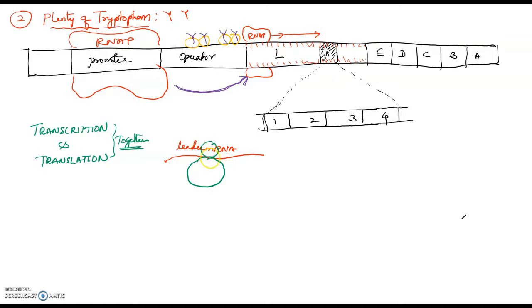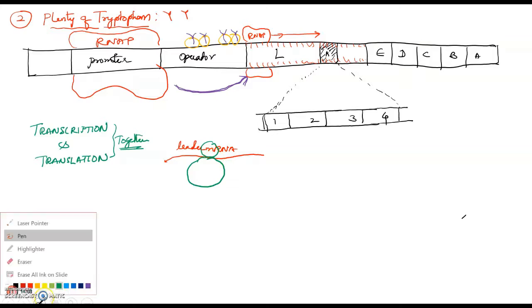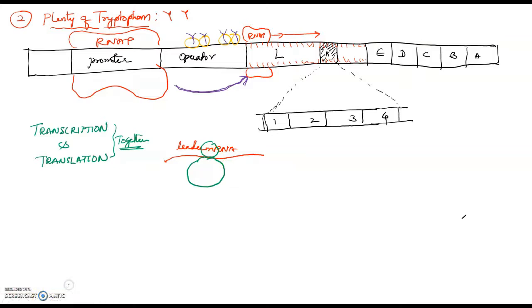Now what is happening if a ribosome comes and binds to the mRNA? It will not keep quiet, right? What will it do? It will start producing the protein. This protein which the leader mRNA is producing is called the leader peptide.